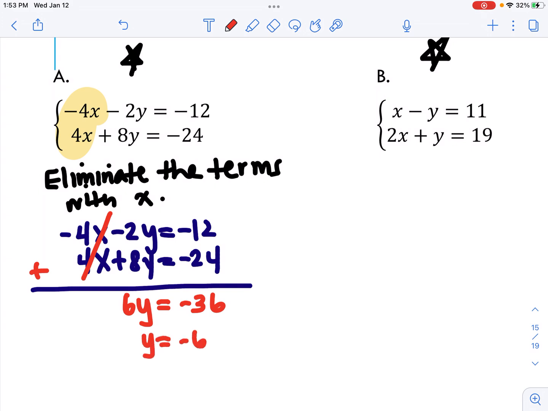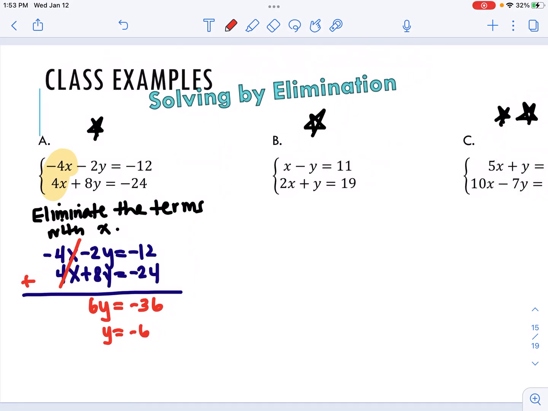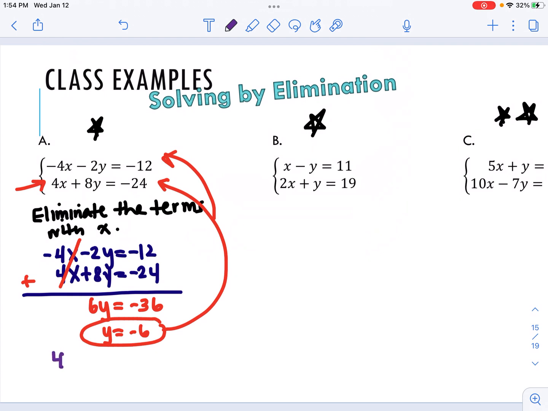From here, I'm going to solve for y. Y is equal to negative 6. Now that we know y is equal to -6, just like we did in the past, I need to know my x value. I can substitute this y equals -6 into either of these original equations to find my x value. In this case, it really doesn't matter which one you choose. I'm going to choose the second one because I like to deal with positive coefficients. So I'm solving for x: 4x plus 8 times -6, so 4x minus 48 equals -24.